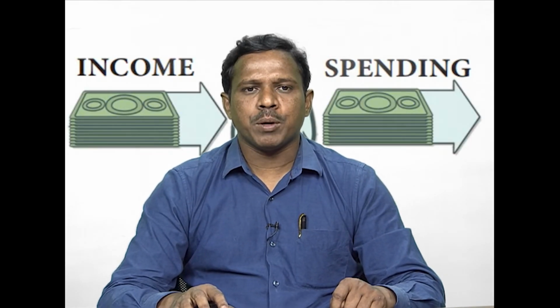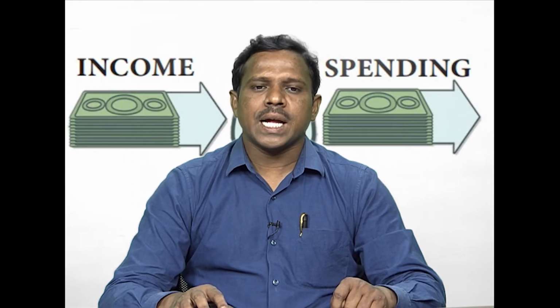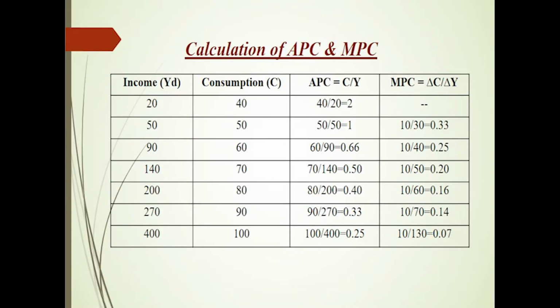Coming to the average propensity to consume, we can calculate it by C by Y, consumption by income. Here consumption is 40 rupees at the initial stage and the income is 20 rupees. 40 divided by 20, we get the average propensity to consume as 2. At the same time, when income is 50, consumption is 50. So, consumption divided by income, 50 divided by 50, we get APC equal to 1.